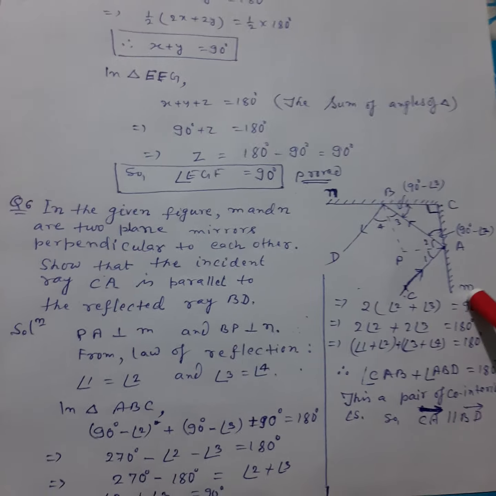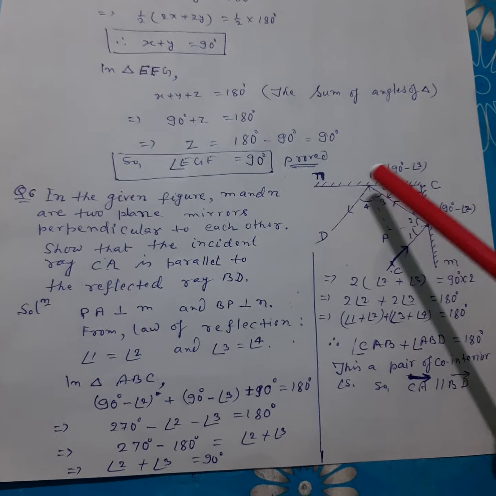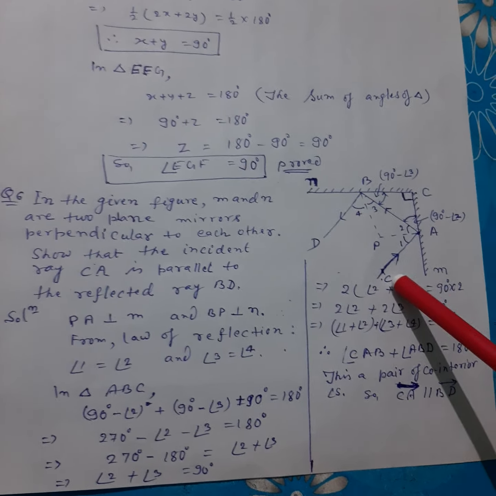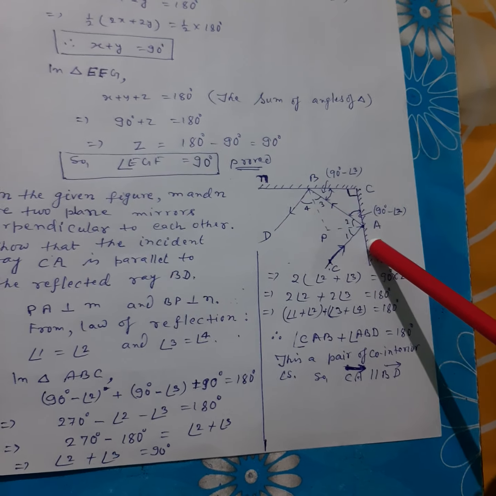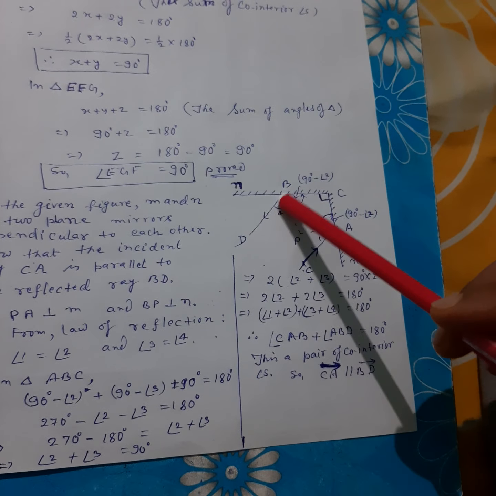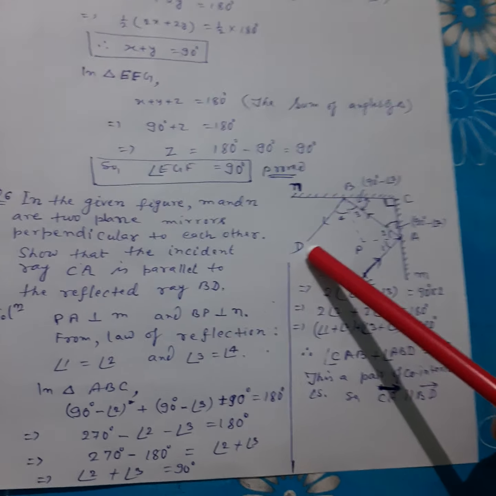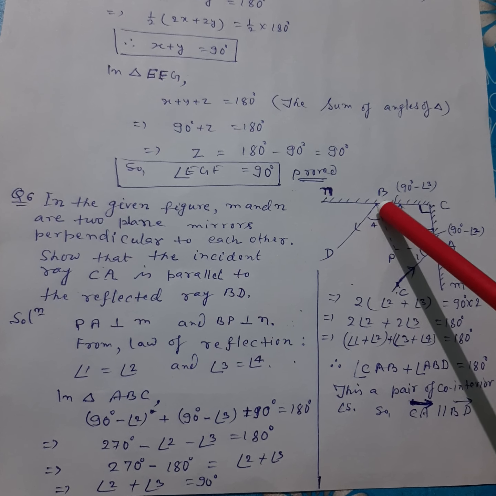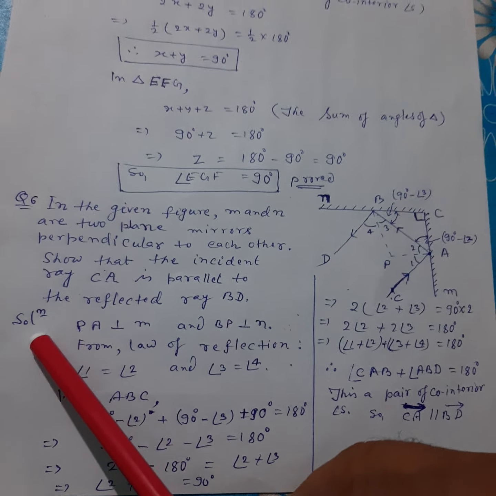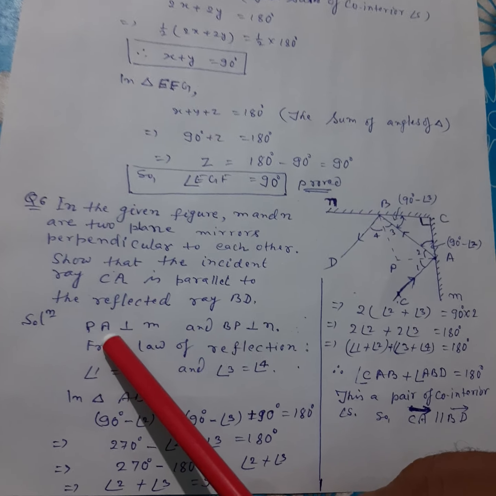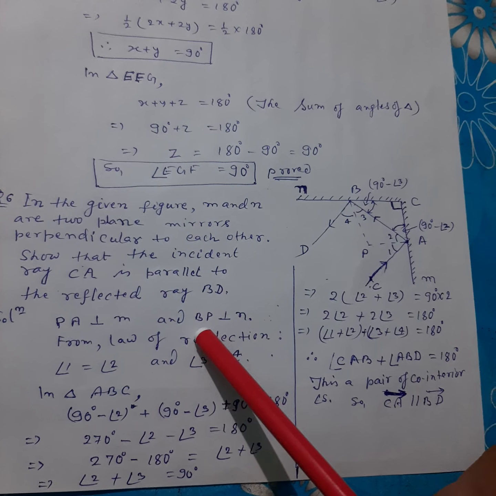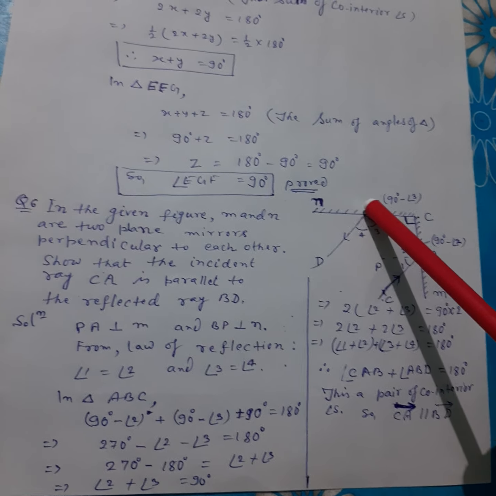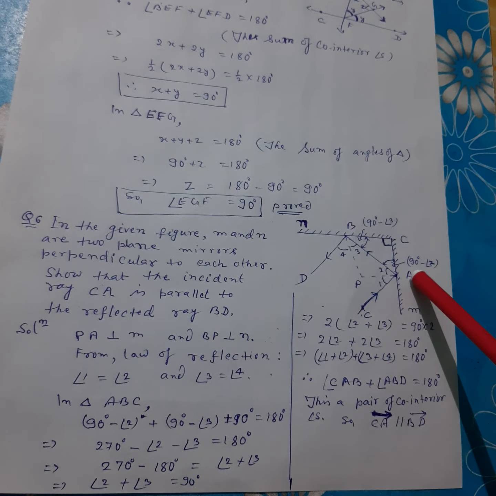Now we discuss the second figure. M and N are two perpendicular mirrors. CA is the incident ray and BD is the finally reflected ray. We have to prove that CA is parallel to BD. Now solution: PA perpendicular to M and PB perpendicular to N, as we observe, PB to N and PA to M.